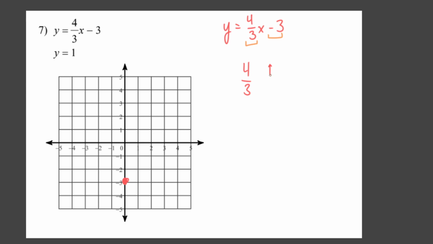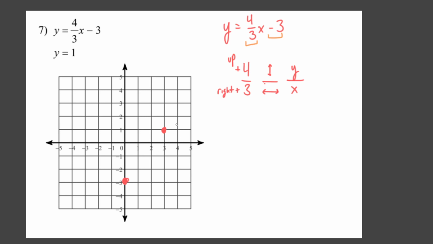Remember, it is change in y over change in x, which means this is what's going to control up and down and left and right. Both of these are positive numbers, so this is going to be up by 4 and to the right by 3. And now I have my directions. Starting here, I'm going to go up by 1, 2, 3, 4, and to the right by 1, 2, 3.